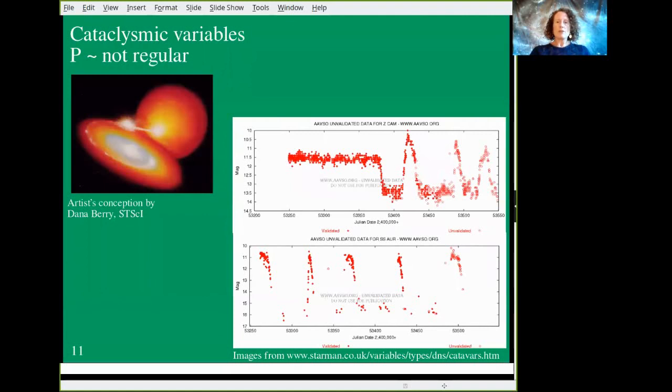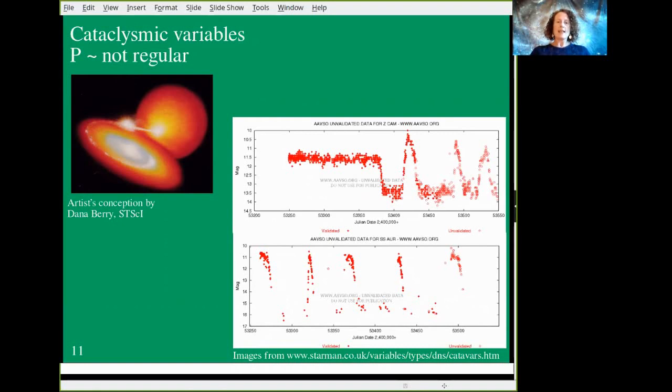Another type of variable star that's fairly common are called cataclysmic variables. And these are stars that are also in binary systems, but they don't necessarily eclipse each other. It is possible for them to eclipse each other, but most of them do not, because that's a more uncommon alignment for their orbits to be right for that. So what's happening with a cataclysmic variable star is there is a white dwarf that is orbiting around some type of giant or supergiant, and the white dwarf is accreting gas from the giant star.